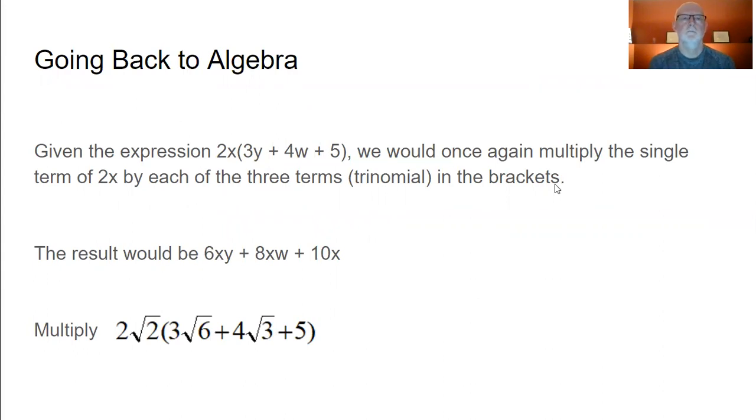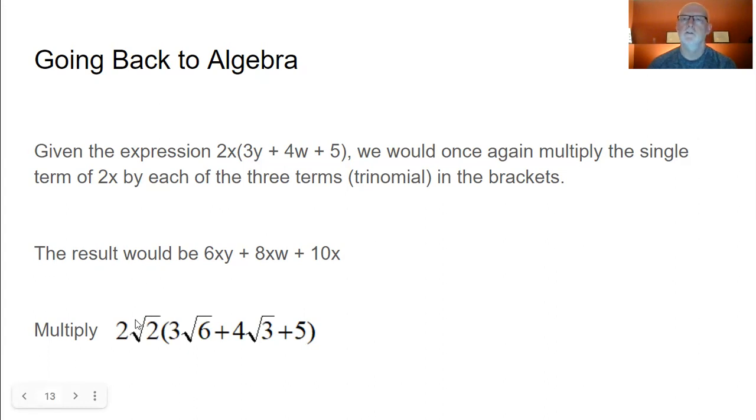So given this expression, a single term multiplied by a trinomial, or 3 terms now in brackets, the process will still be the same. I put different letters this time, x, y, and w into the expression. And our result would be 6xy plus 8xw plus 10x. I've put in 3 different radicals here, root 2, root 6, root 3 for x, y, and w. But our process is the same.